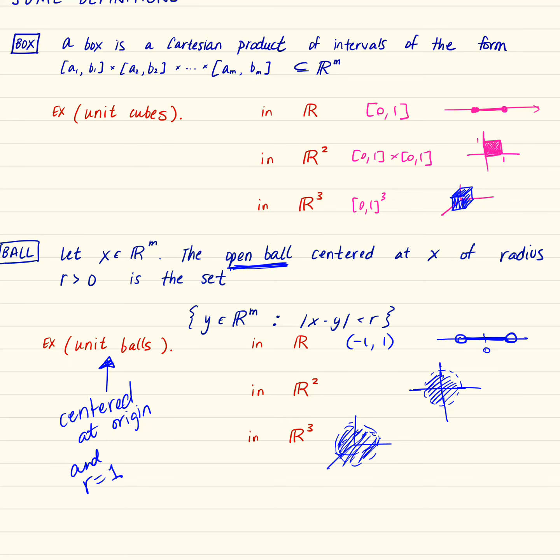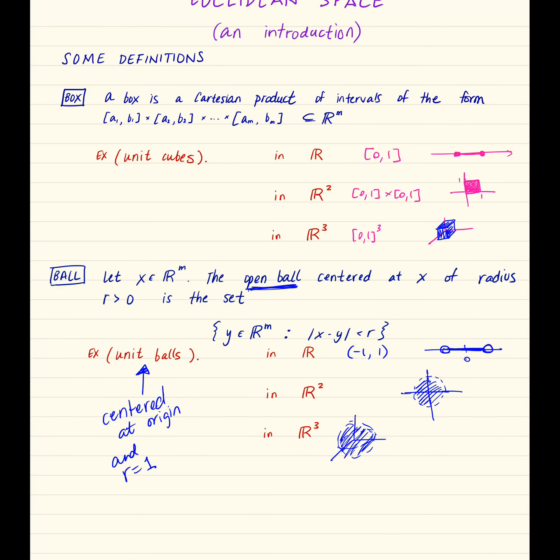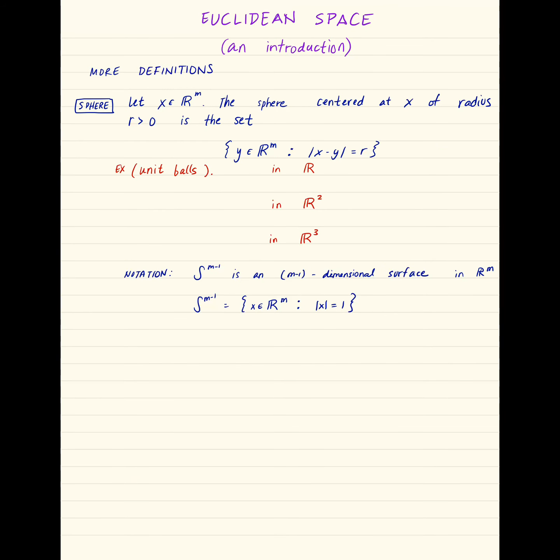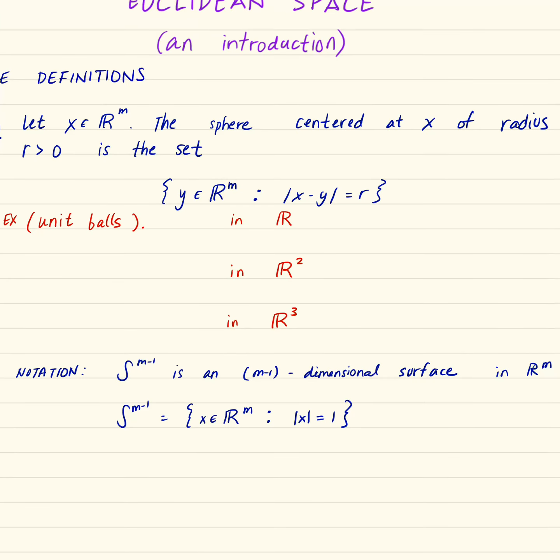We get a three-dimensional object. Okay. Let's give one more definition of the sphere. Essentially, the sphere is going to be the boundary of the ball, right? So the sphere that's centered at X with radius R is going to be the set of points in R^m that are exactly R units away from X.